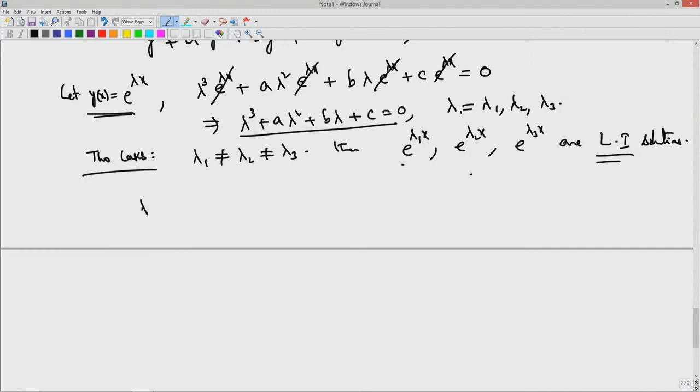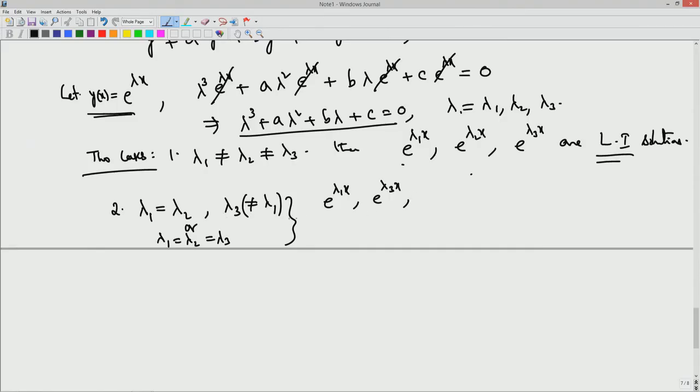The second case is when any two or all of them are the same. So lambda 1 equal to lambda 2 and lambda 3 not equal to lambda 1 or lambda 2, or lambda 1 equal to lambda 2 equal to lambda 3. So any 2 are the same or 3 are the same. In such a case, e power lambda 1 x and e power lambda 3 x are linearly independent because lambda 1 and lambda 3 are different.